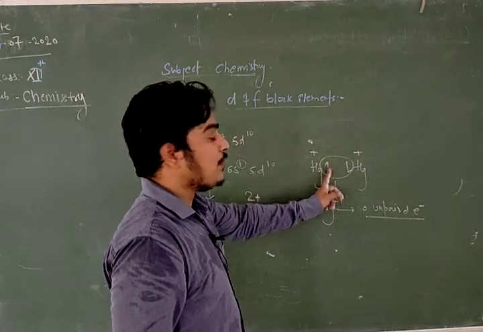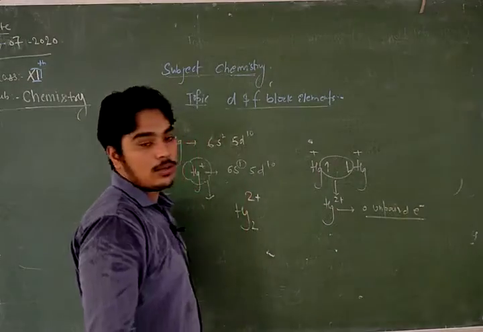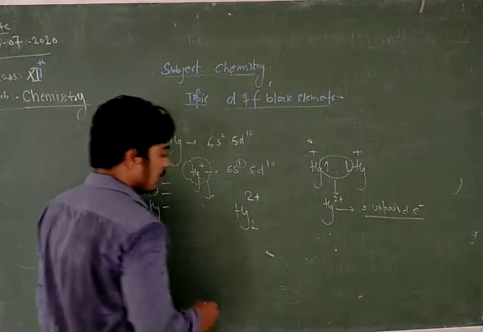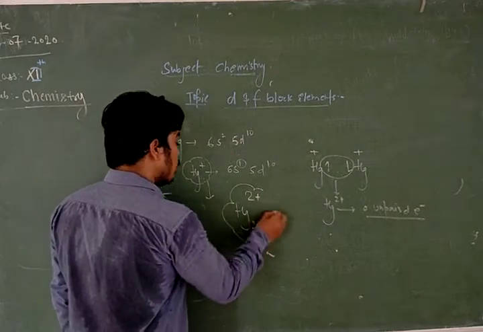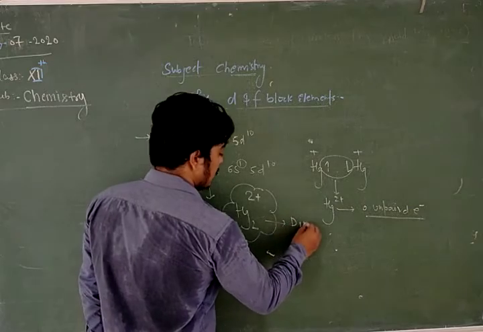The unpaired electrons' spins will be cancelled out, and it will contain 0 unpaired electrons. So Hg2 2+ will be diamagnetic.